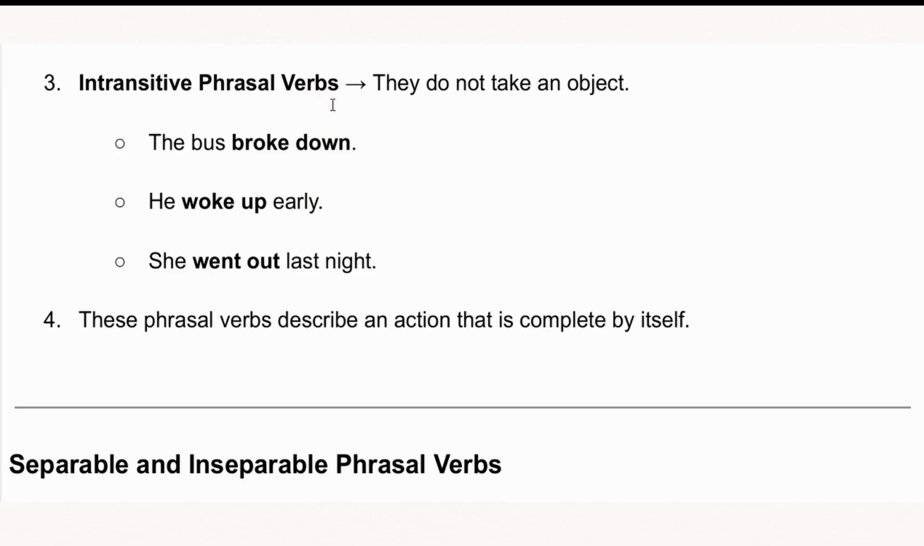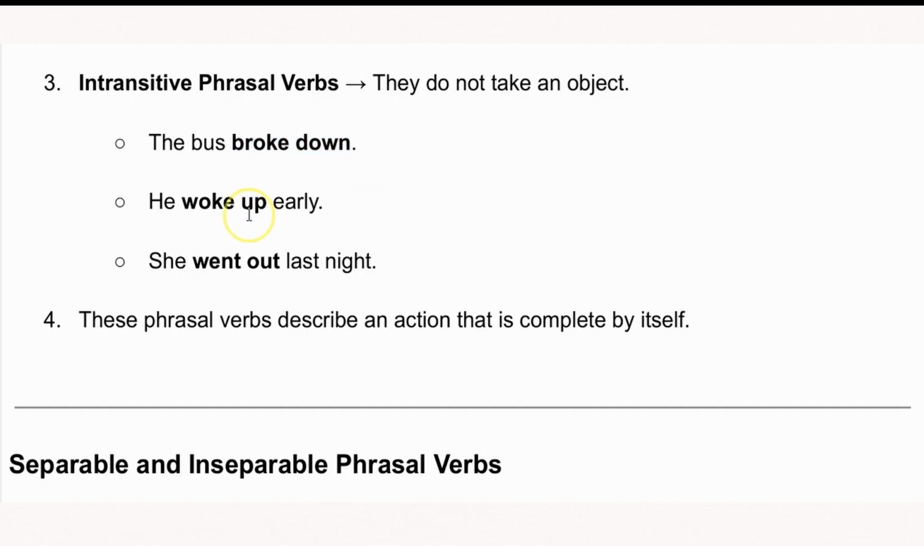Intransitive phrasal verbs, they do not take an object. The bus broke down. Remember, previously we have been explaining the transitive phrasal verbs, and these ones here are intransitive phrasal verbs. They do not take an object. For example, the bus broke down.